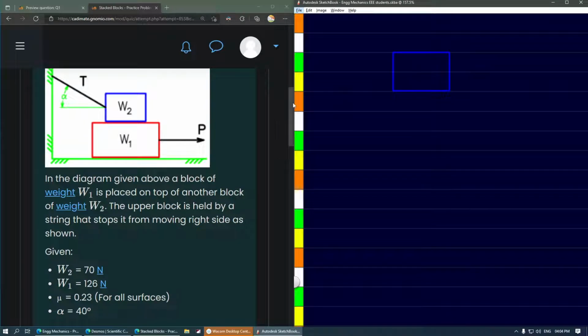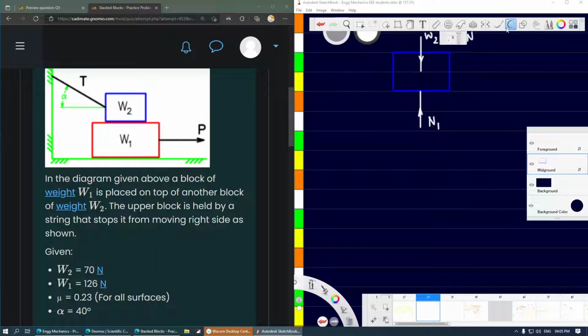To solve this problem, we'll have to first draw the free body diagram of the upper block. So here it is. Force of weight is acting downwards, and the value of weight has been given to us here, that is 70. There will be a normal reaction at the surface of contact between the two blocks, and that normal reaction we will take it as N1.